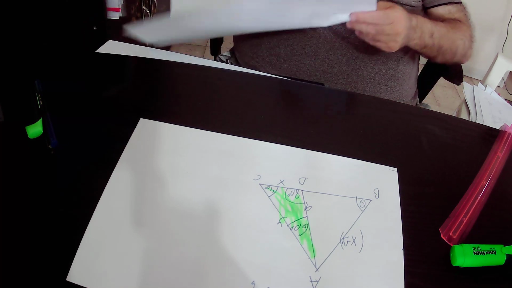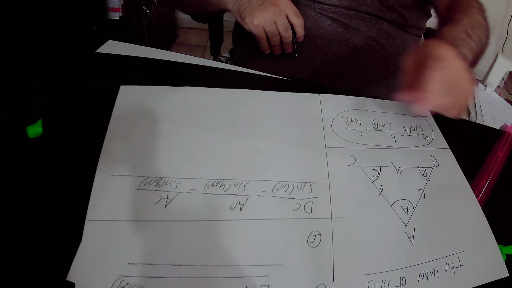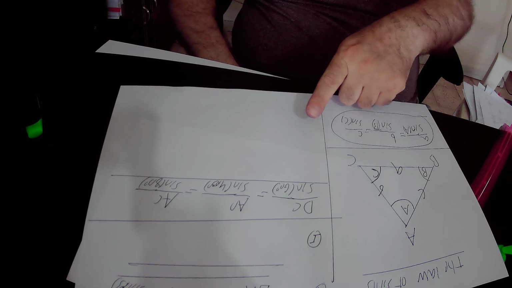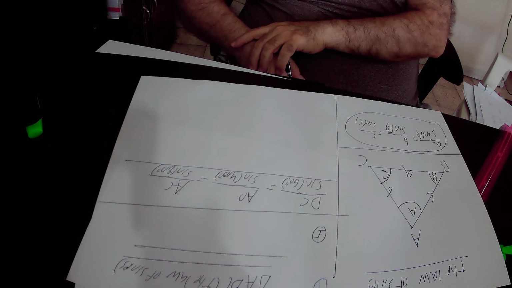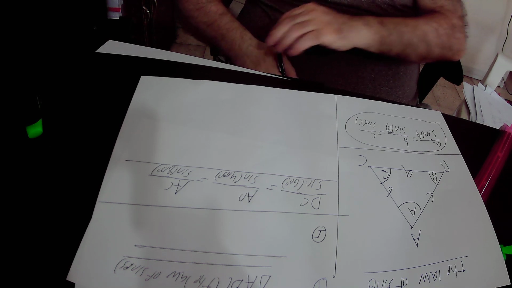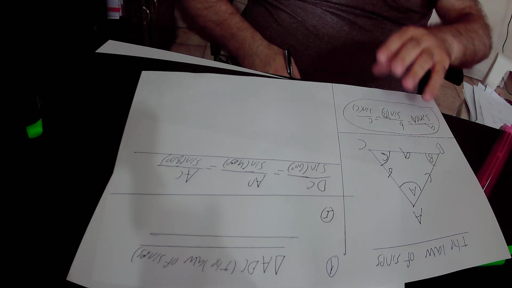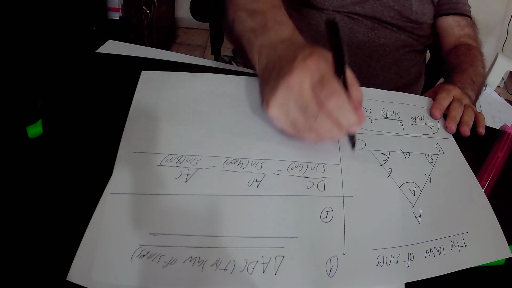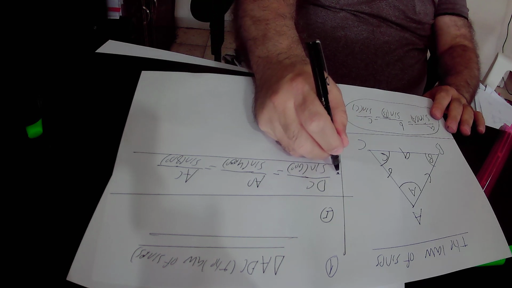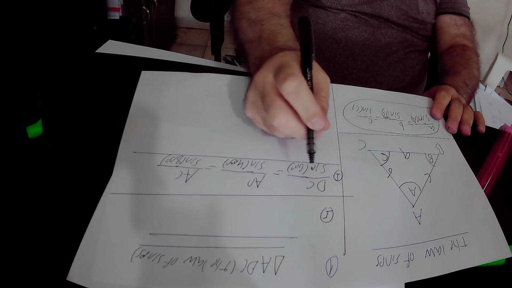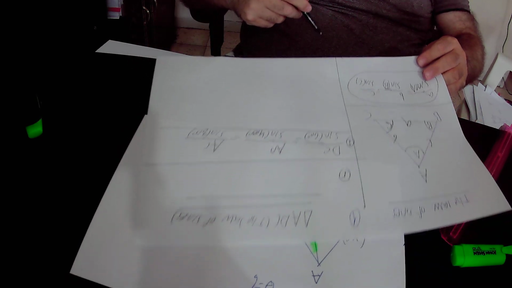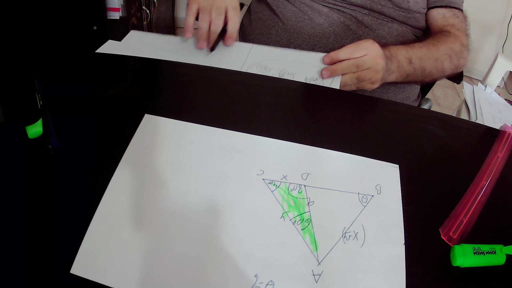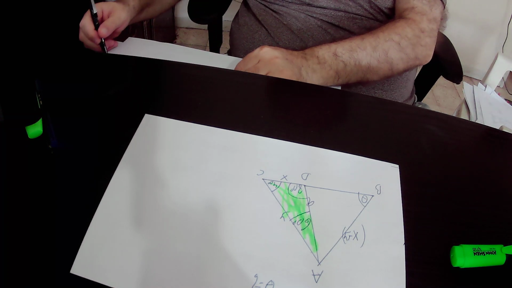I repeat again, in the green triangle ADC, according to the law of sines, we get that DC over sine 60 degrees equals AD over sine 40 degrees equals AC over sine 80 degrees. So this is actually question number 1, the implementation of the law of sines in this green triangle ADC.